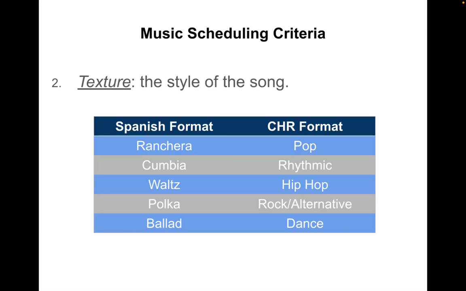In country formats, there are waltzes, ballads, swings, and two-steps. In rhythmic and pop formats, there are hip hop, R&B, dance, and rock textures. Well-programmed playlists rarely play more than 2 or 3 of the same textures back to back. Varying the styles throughout the hour makes for a more diverse and appealing playlist.